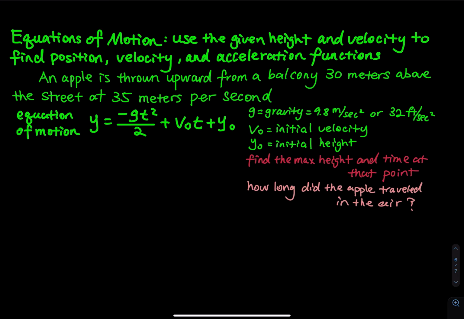You get two numbers to plug into the equation of motion to find the position function of a moving object. Let's read the problem. An apple is thrown upward from a balcony 30 meters above the street at 35 meters per second. The first number is the initial position, that is 30 meters above the street, and then the second number is the rate, 35 meters per second. What I want you to do first is use the given numbers, the height and the velocity, to find the position function.